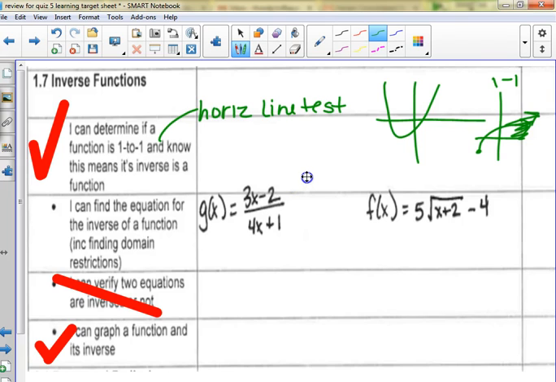So it could be asked in that way. Determine which of these has an inverse that is also a function, and you would need to figure out if it passed the horizontal line test. Does everybody get what it means? Okay, horizontal line test, if it passes, it means the inverse is also a function.